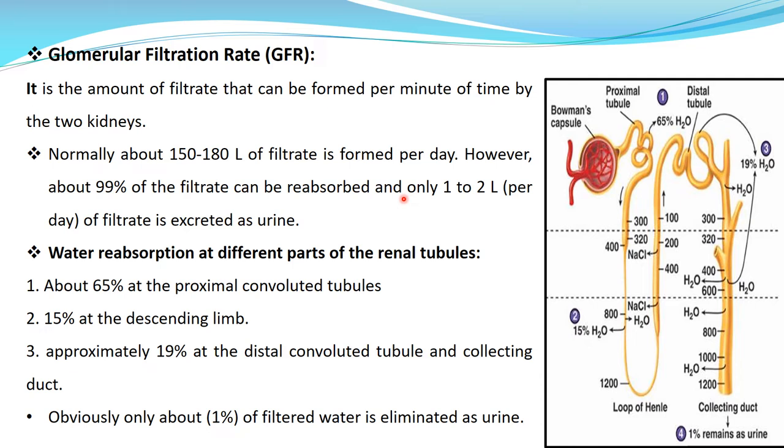So we will try to explain the conditions in which the urine volume can be used as an indicator to judge a specific clinical condition. Okay, so water reabsorption, the process of water reabsorption can happen at different parts of the renal tubules.